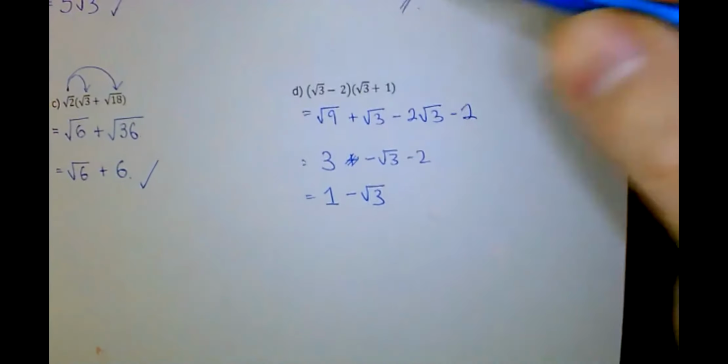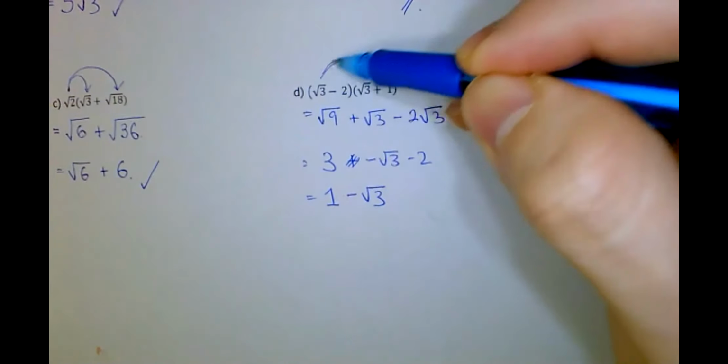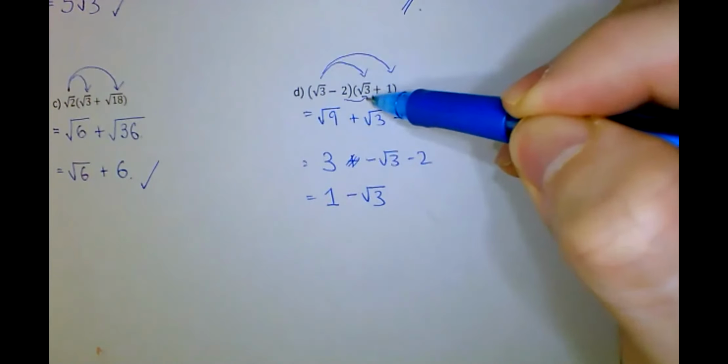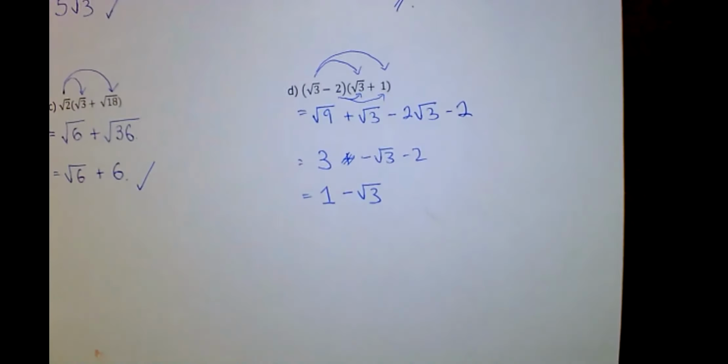Anytime you have multiplication, it's distributive property. Distributive property is the proper name for FOIL, is generally what I'm using.